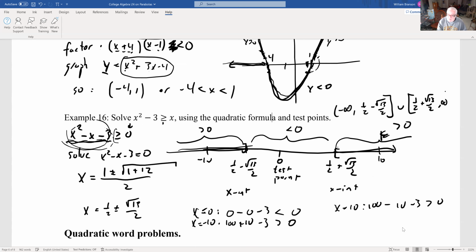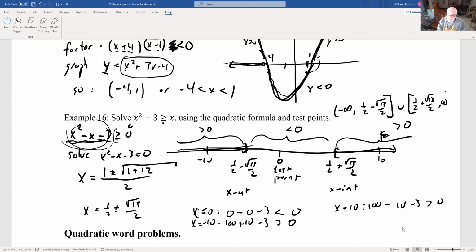We need variables for these things. And you can always tell what things need to be variables because they tell you to find them, right? Find two numbers. Well, what are the two numbers? We don't know. They're unknown. So we give them letters. We'll call them x and y. What do we know about these two numbers? They add up to 10. So x plus y equals 10.